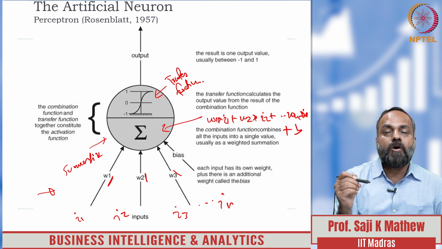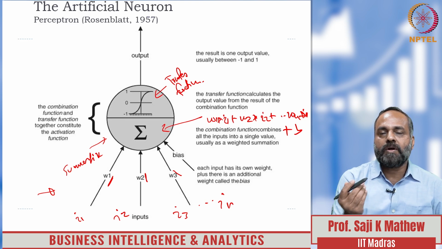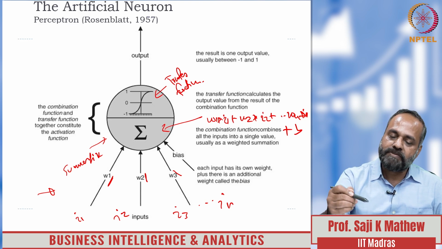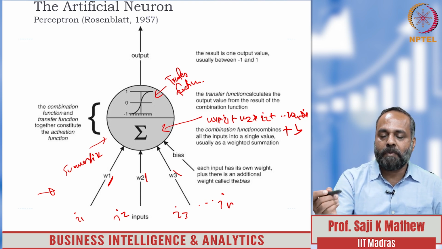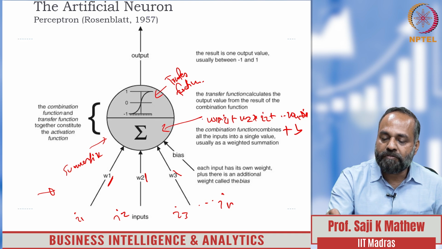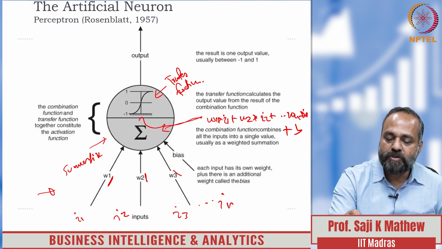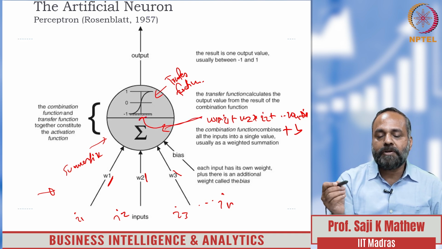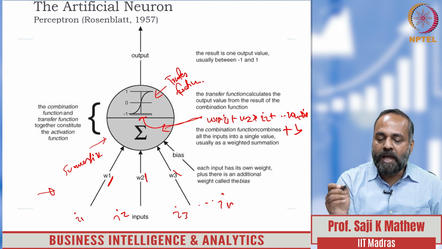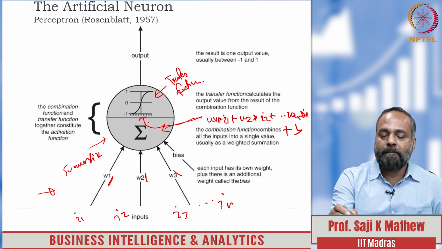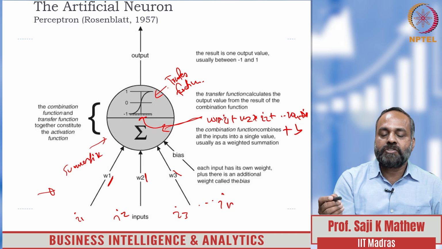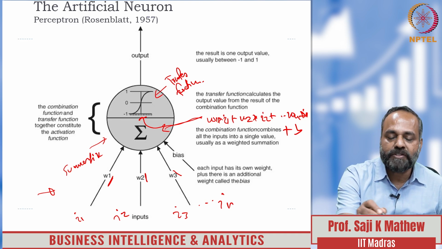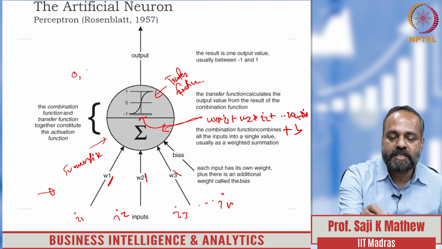Okay, but this is not the direct output of a neuron. The neuron actually produces the output based on a transfer function, which is in the next compartment. So this output from the first compartment goes to the second compartment, to the transfer function, and based on the value of this output, the transfer function will decide the final output.